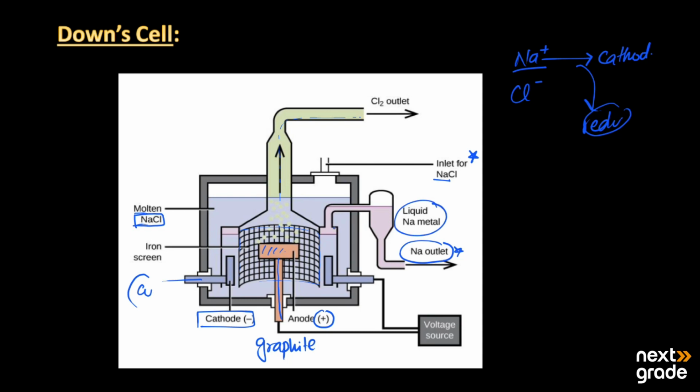On the other hand, we gain the chlorine gas from the outlet at the top, and here we have applied the voltage source to the anode as well as the cathode, and we have this iron screen to prevent the intermixing of the ions that have been created, chloride and sodium ions. So this is a simple process for the production of sodium metal.